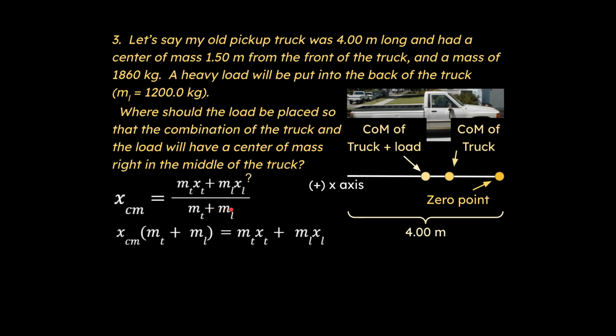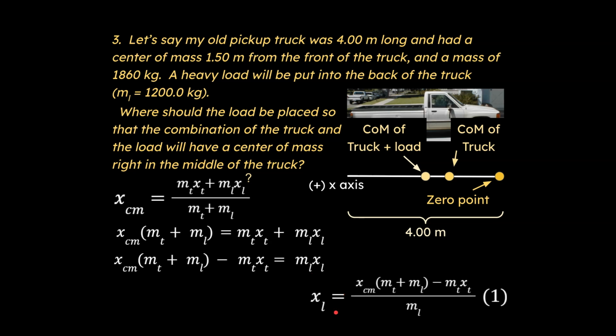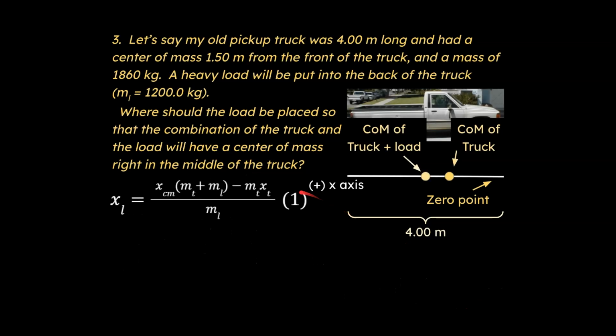We're going to multiply by this denominator here. We're trying to isolate for the x_L. So then we're going to just subtract this term over. That's what I've done right here. And then we're going to divide by m_L to be able to solve for the position of the load. Now, I've run out of room, so I've labeled this as equation 1. I'm going to show you that on the next page.